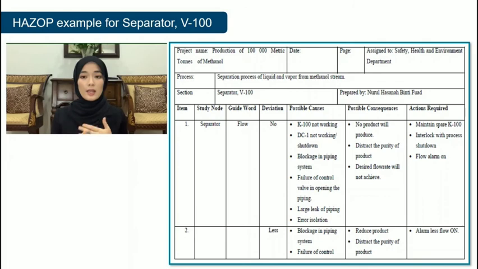So in HAZOP, we can see that in this case, the operating failure is no flow. So there are the expected consequences, what can happen if there is no flow, and then we have the possible causes of that to happen, and then we have action required to overcome that problem, that failure.